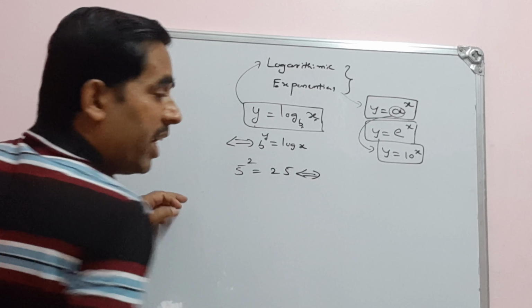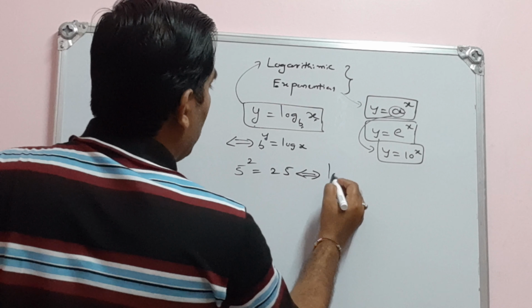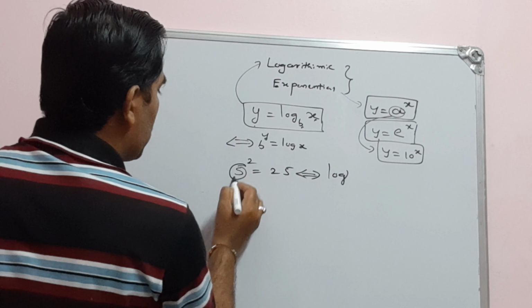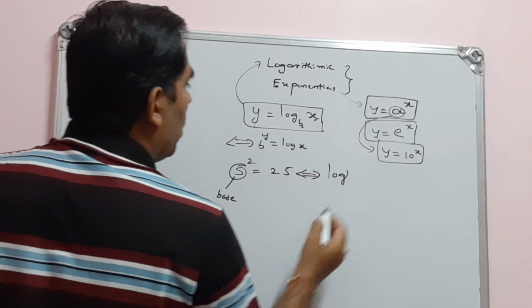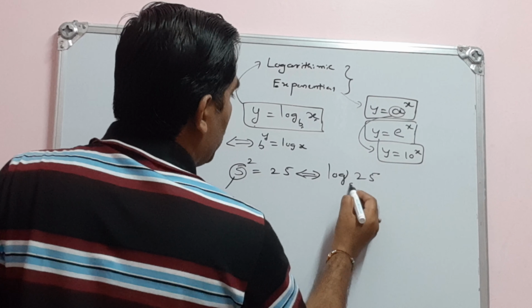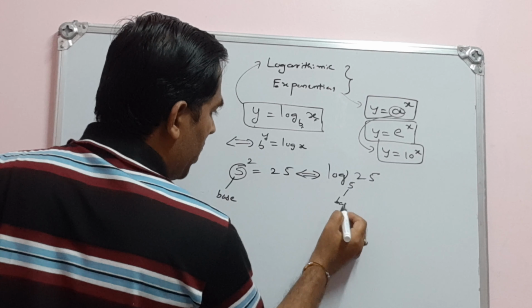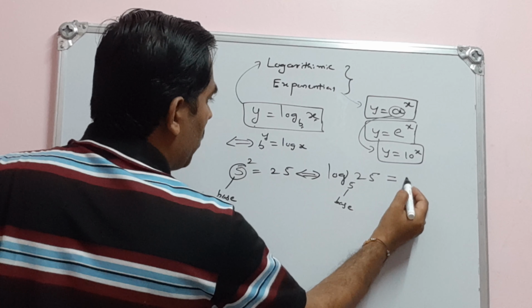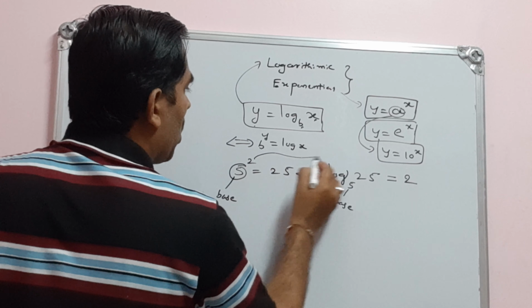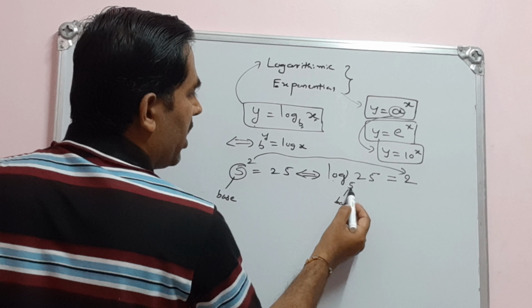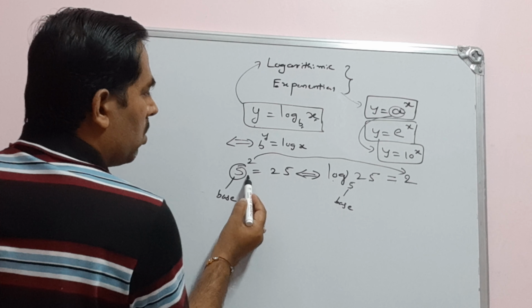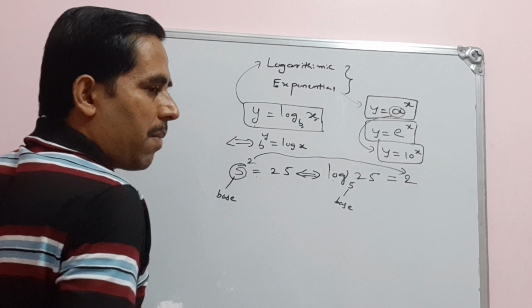So this can be written in logarithmic form as, okay, this one is called the base. So log 25, this is the base here. The base remains the same, log 25. So this will be what? 2. So this 2 comes on the right hand side. Log 25 to the base 5 is equal to 2. So that is as good as 5 squared is equal to 25.